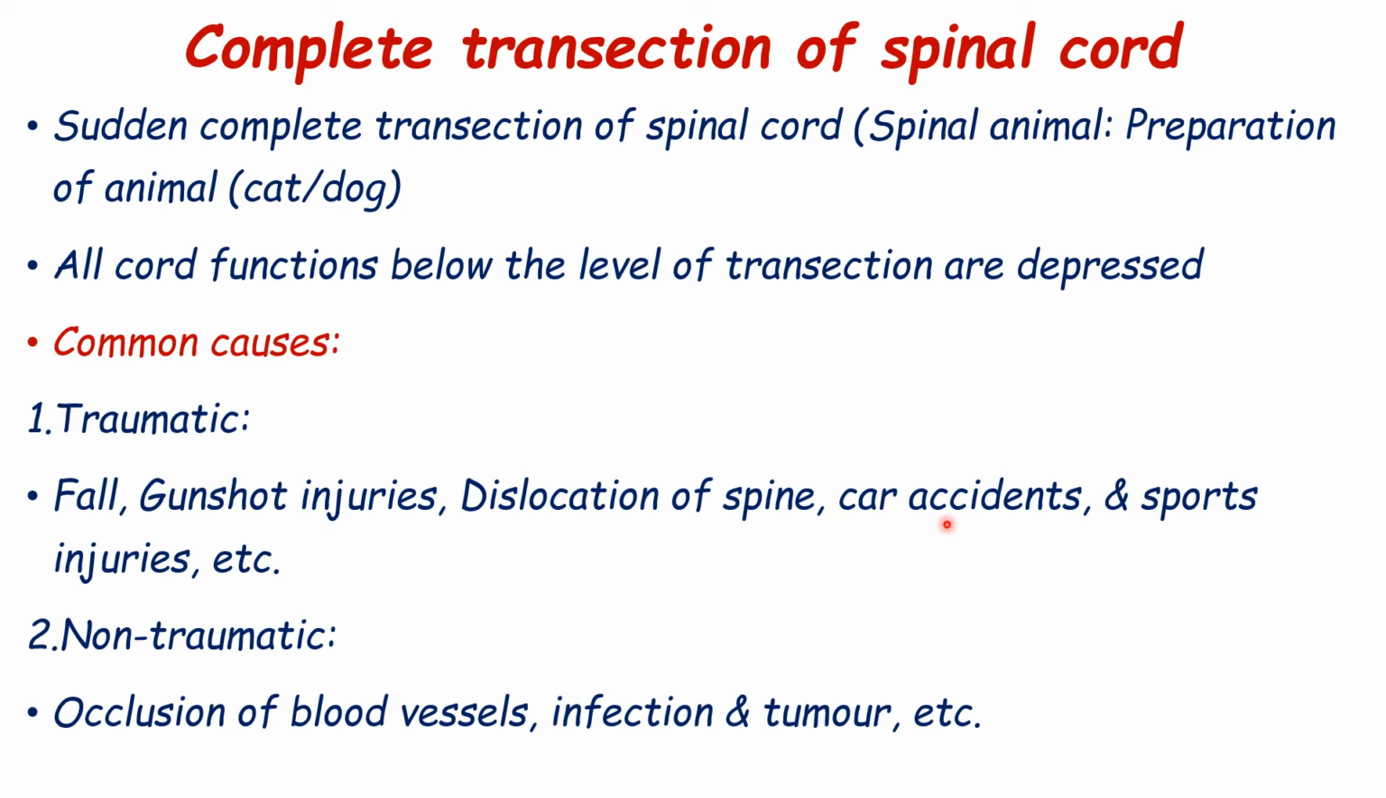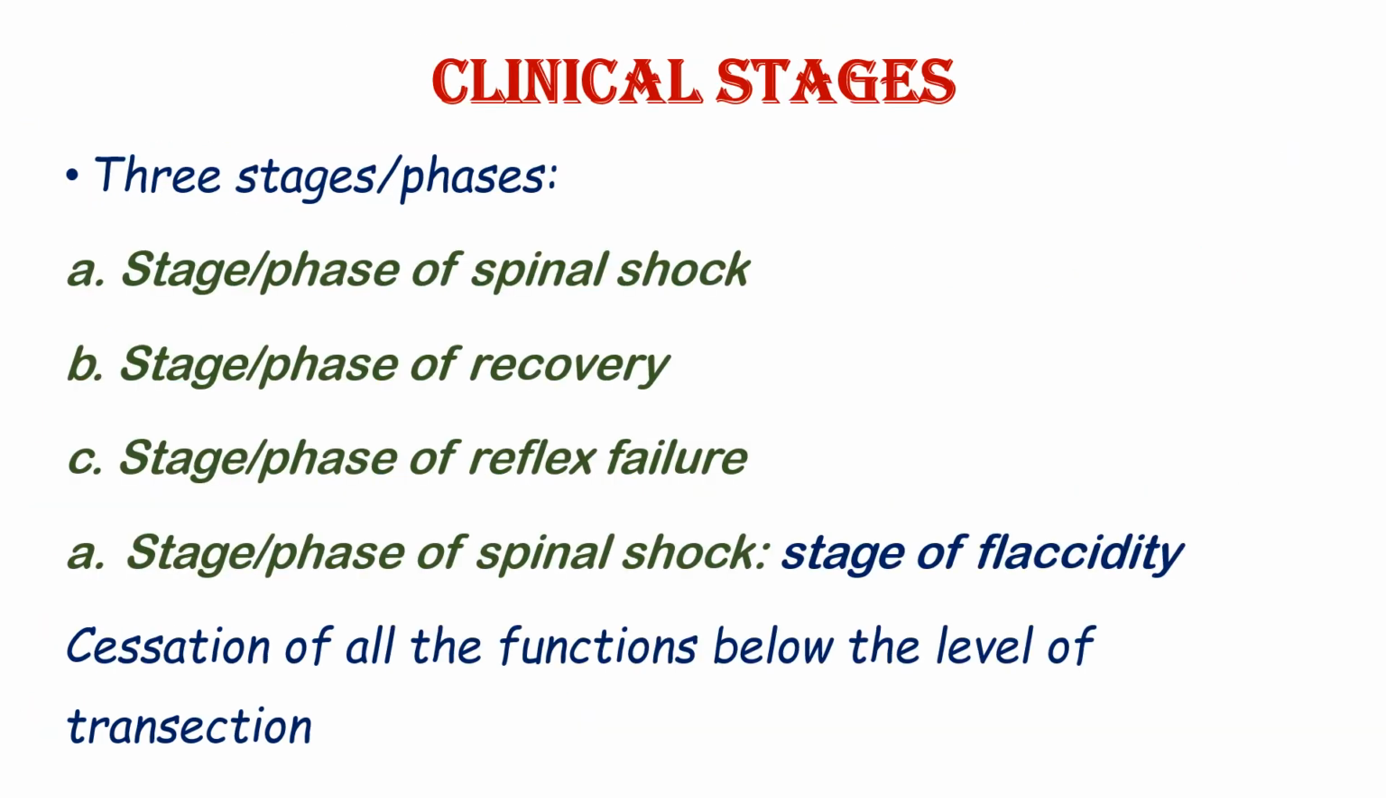So any sort of trauma, or it can be non-traumatic. Without any trauma, still the spinal cord transection occurs. Complete occlusion of the blood vessels which are supplying the part of the spinal cord, or there can be infection. Because of the infection, the spinal cord loses its contact with the higher center, or there can be a tumor. This tumor completely dissociates the spinal cord from the higher center. So due to any reason, the transection.